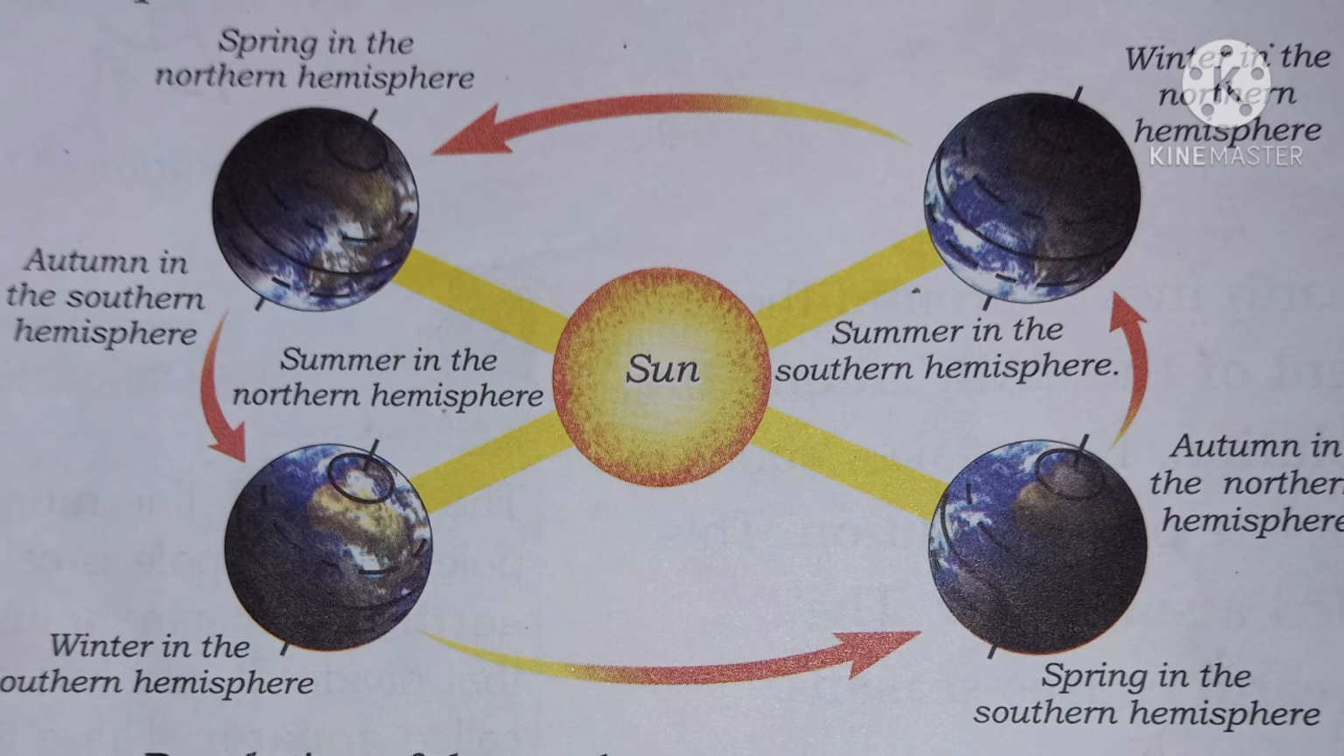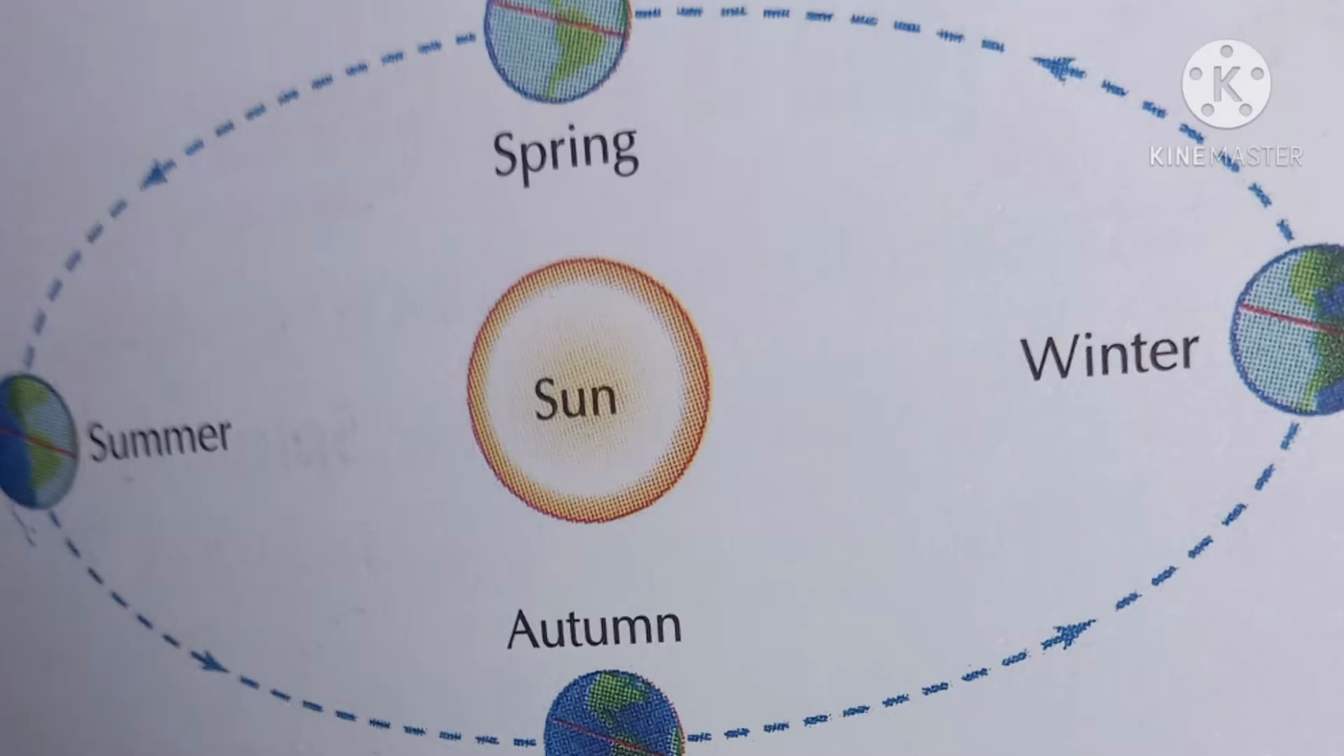The hemisphere which is tilted towards the sun gets the direct sun rays, so it is warmer. It has longer days and shorter nights. It has summer. At this time, the other hemisphere that is away from the sun gets slanting sun rays, so it is cooler. It has shorter days and longer nights. It has winter. Autumn comes between summer and winter, and spring comes between winter and summer. Autumn and spring are neither very hot nor very cold.